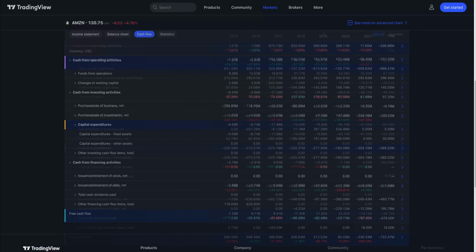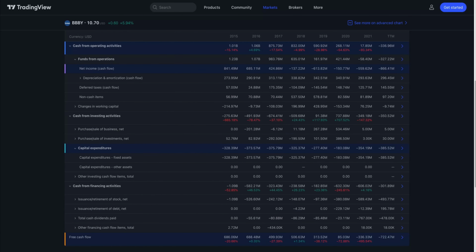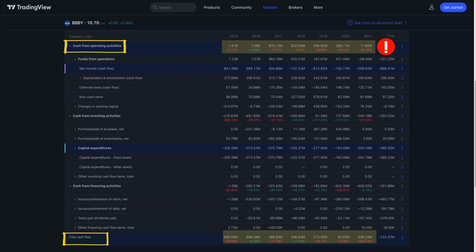To apply all we learned, we will use Bed Bath & Beyond as an example. The cash from operating activities has been on a decline since 2016, meaning the company is generating less cash from its activities. Their free cash flow has been shrinking year over year as well, and in 2021 it turned negative. The issue here is that their net income is negative as well, and shrinking together it's extremely bad news for the company.